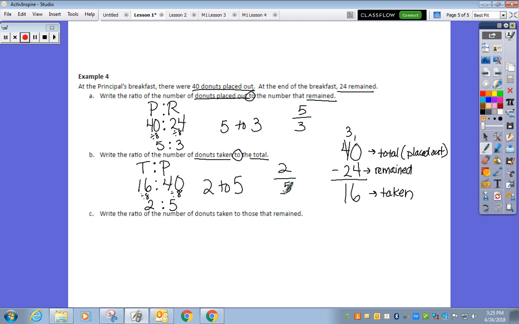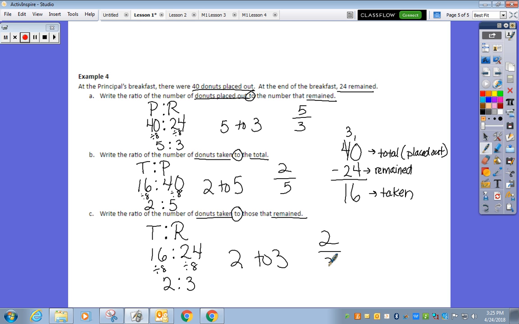Write the ratio of the number of donuts taken to those that remained. So we have the number that were taken, and we also have the number that were remaining now. So taken we found to be 16. The number that remained was 24. Both can be divided by 8. And we get 2 to 3, or 2 over 3.